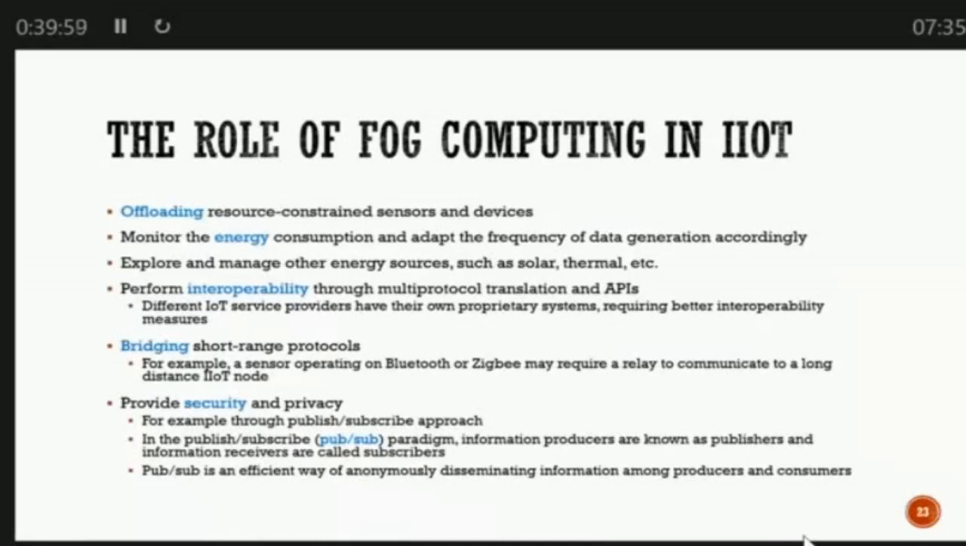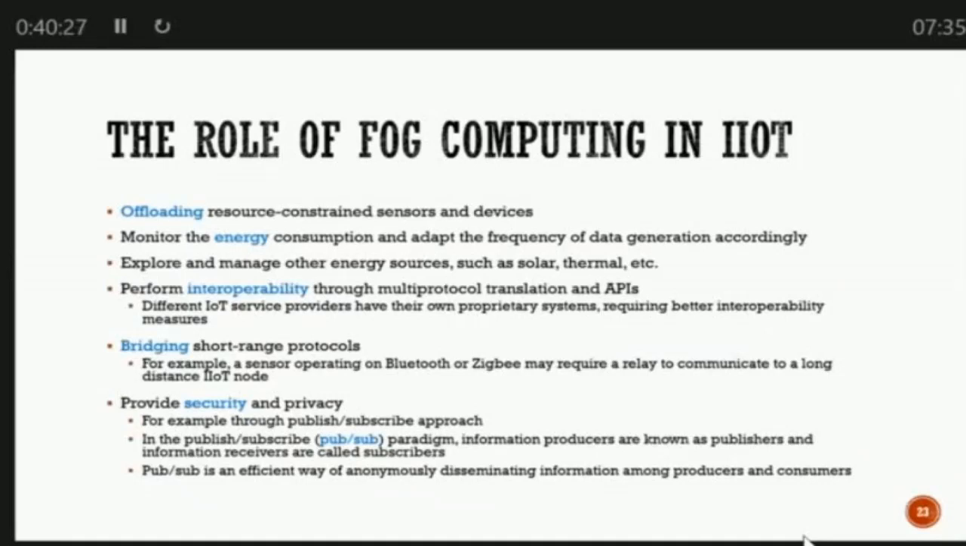The other solution is the publish-subscribe approach. In this approach, you have publishers and subscribers. You're sending the data only to your subscribers, which means you know who is receiving the data. You're not broadcasting it. So this is another important thing. The security and privacy feature is another important thing that fog computing would provide in industrial IoT, and without fog computing, this won't be possible.